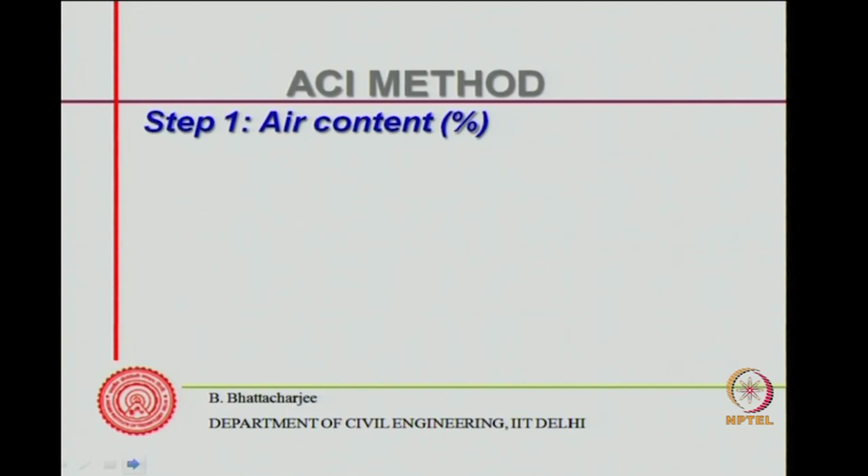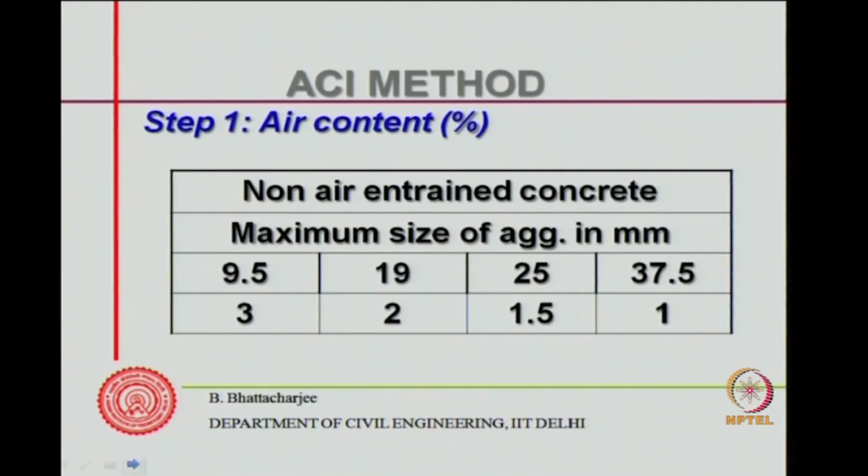Then the corresponding air contents are given. For non-air entrained concrete, typically you can take the air content in percentage as 3% of the total volume, 2%, 1.5% and 1% for MSA increasing from 9.5 mm size to 37.5 mm size. That means the bigger the MSA, the better the packing, so your air content reduces and paste would be reducing. So, air content actually reduces, and that is what is given for non-air entrained concrete.